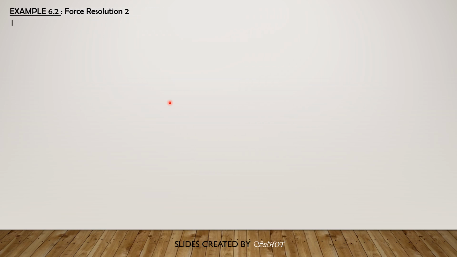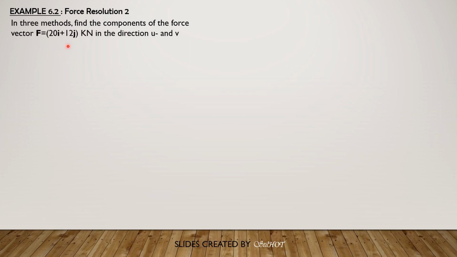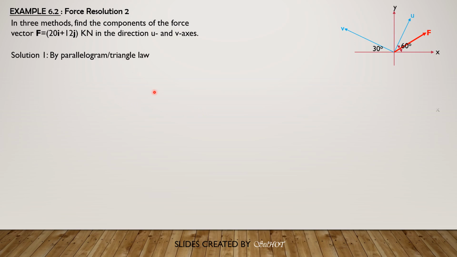For the second problem, in three methods, find the components of the force vector given by F equals 20i plus 12j kilonewtons in the direction of the U and V axes. For the first approach, by the parallelogram or triangle law, this is the given figure. The angle that U makes with the positive x-axis is 60 degrees. Then the V axis makes an angle of 150 degrees counterclockwise from the x-axis, or 30 degrees with the negative x-axis.